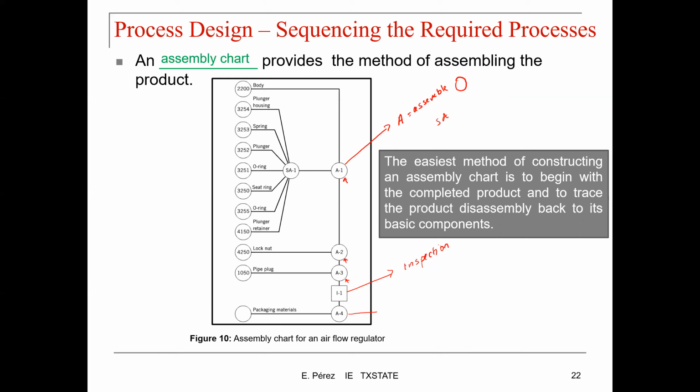And this assembly right here requires the body, as we saw on the route sheet, and this sub-assembly of these components. These two come together into assemble one. Assemble two connects A1 to this lock nut, and then A3 connects this assemble to the pipe plug. Everything is inspected. Then you take the packaging materials and you put them into the assemble that you're performing in-house, so you can complete the airflow regulator.